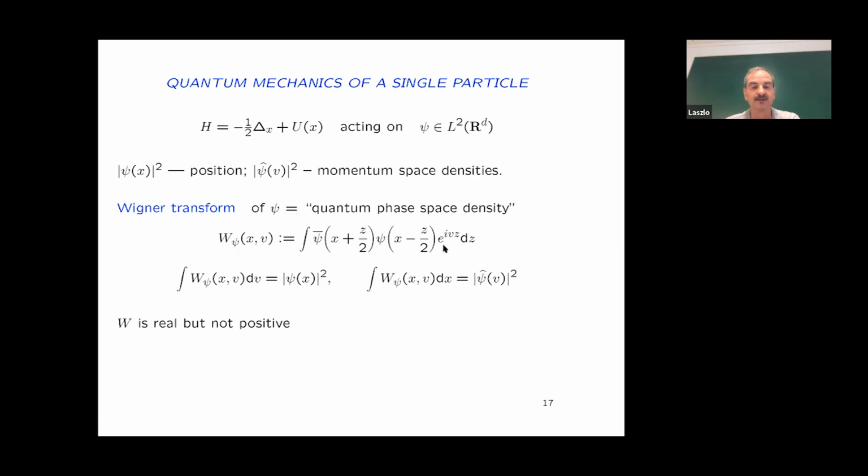It's a quadratic object of psi, shifted and evaluated at two different points with a shift z, and then you take the Fourier transform in this variable. It has the nice property that its marginals give you back the position and momentum space density. So if you integrate out the v, the velocity, of the Wigner transform, then you get back the position space density, and vice versa. And also the other good property is that it is real, like a density.